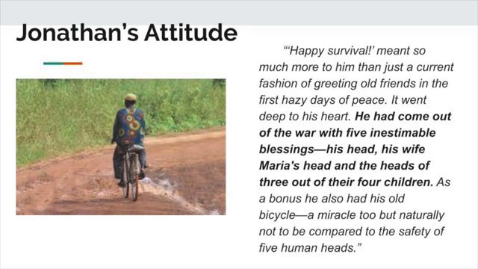As a bonus, he also had his old bicycle, a miracle too, but naturally not to be compared to the safety of 5 human heads." So we get a sense that Jonathan definitely knows what's important. He considers the bicycle a miracle, that it hasn't rusted and that it's still there when he unburies it. But for sure, what's most important to him is his family, and that he and his family survived.